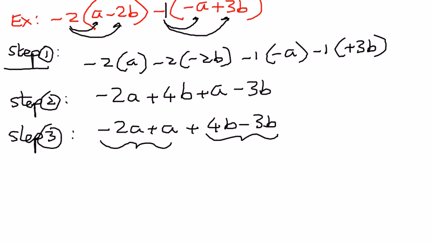Negative 2a plus 1a will be negative 1a, or just negative a, since the ones are implied. And then 4b minus 3b. 4 minus 3 is going to be equal to 1b, or just b. So negative a plus b, and therefore that is where we want to leave it. This is our answer. We have used the distribution property, we have used the similar terms property, and then been able to simplify the terms and arrive at this answer in this manner.